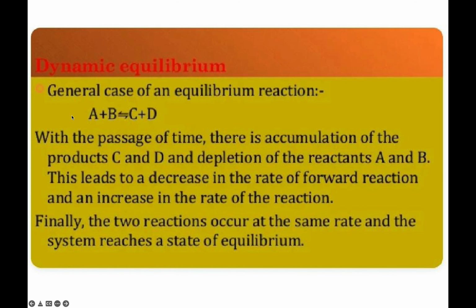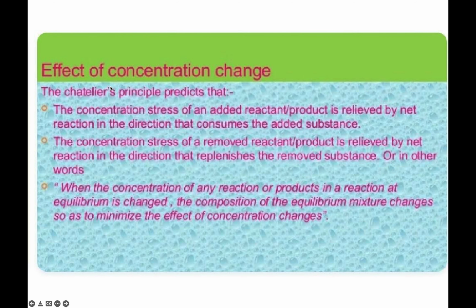Now dynamic equilibrium. In the general case of an equilibrium reaction, A plus B giving C plus D, as time passes, accumulation of the products C and D will happen, and depletion, or lessening, of the reactants A and B, which leads to a decrease in the rate of the forward reaction and an increase in the rate of the reverse reaction. Finally, the two reactions occur at the same rate, and the system is said to be in equilibrium, or reaching an equilibrium.